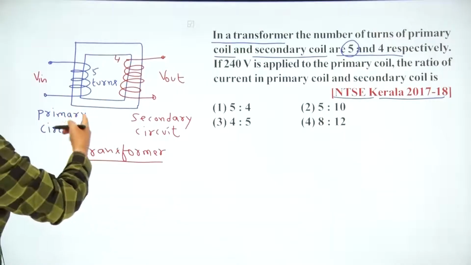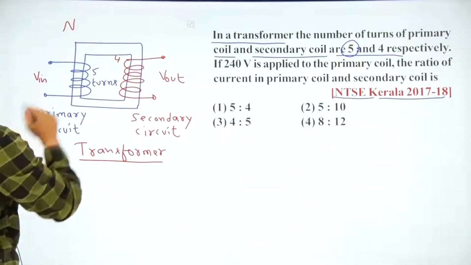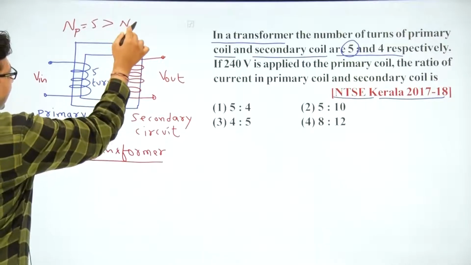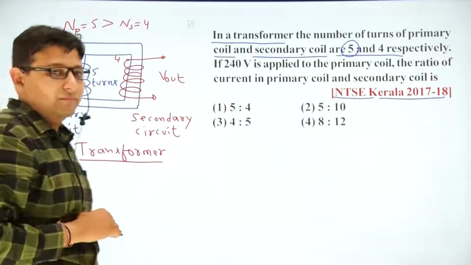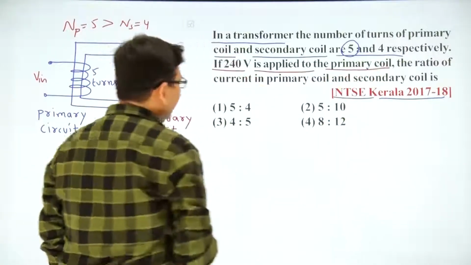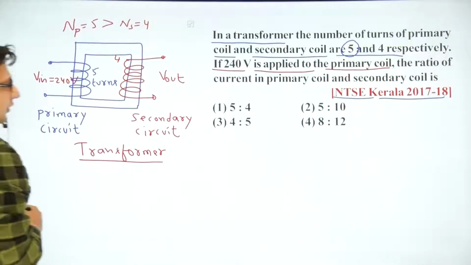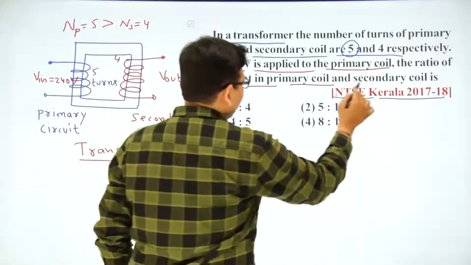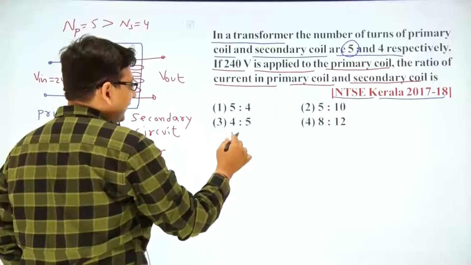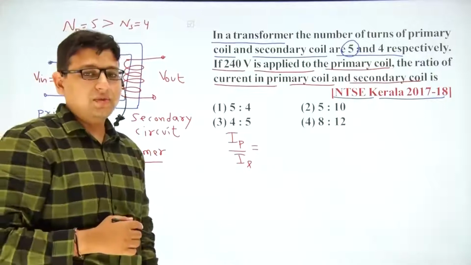According to the question, the number of turns are 5 and 4. If n represents the number of turns, n of primary is equal to 5, which is more than n of secondary, which is equal to 4 turns. The question is, if 240 volt is applied to the primary coil, input voltage is 240 volt, the ratio of current in primary coil and secondary coil is. The question is asking about I primary upon I secondary. This is what we have to find out.